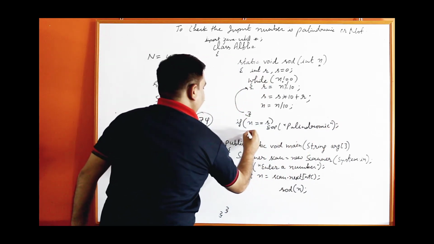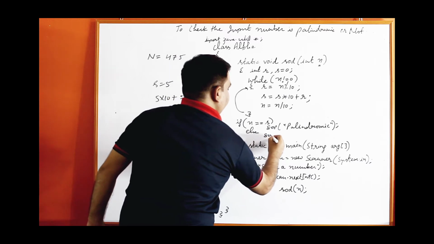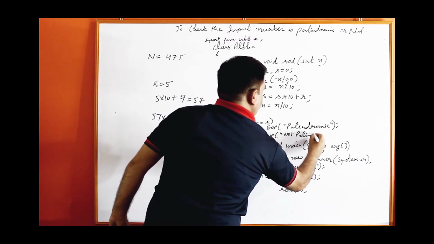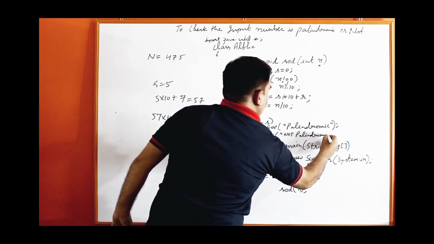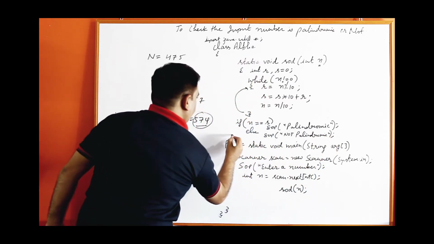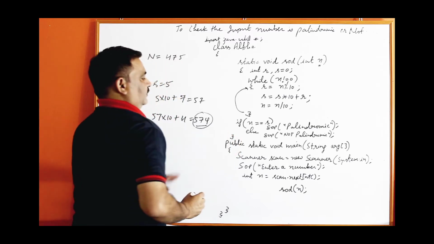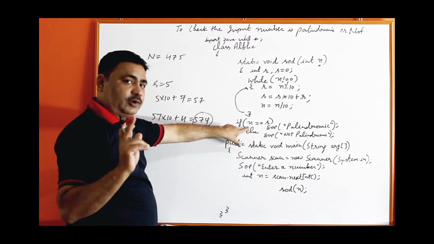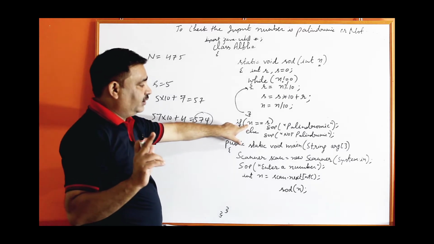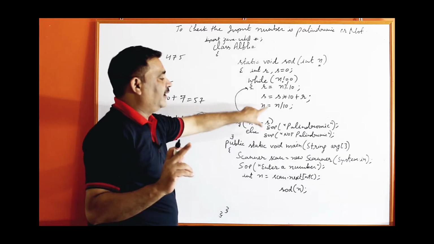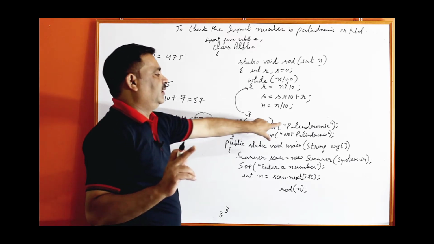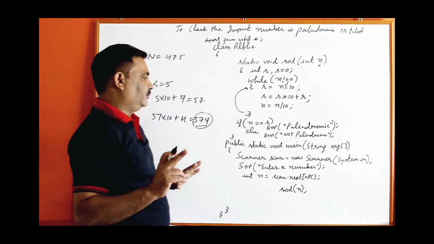palindromic, else print not palindromic, and close the function. So, this way you can put the condition, because if the input number is equivalent to the value of s, and s is now the reverse of the input number, if both are the same, the number is palindromic, otherwise not palindromic.